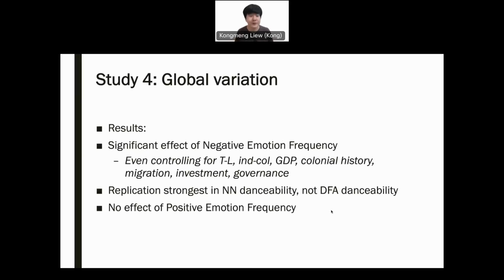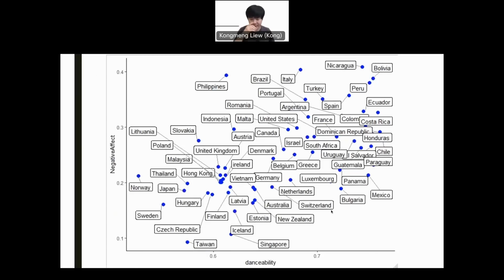Anyway, we found that no matter what model we tried, negative emotion frequency was a very, very strong predictor of that country's danceability charts. And when we look at the replication, it was strongest in the neural network danceability and not DFA danceability. But interestingly, we didn't find any effect at all of positive emotion frequencies. Now, what do we make of this?